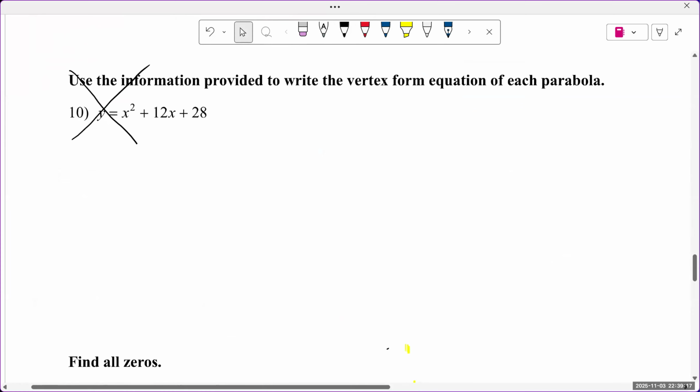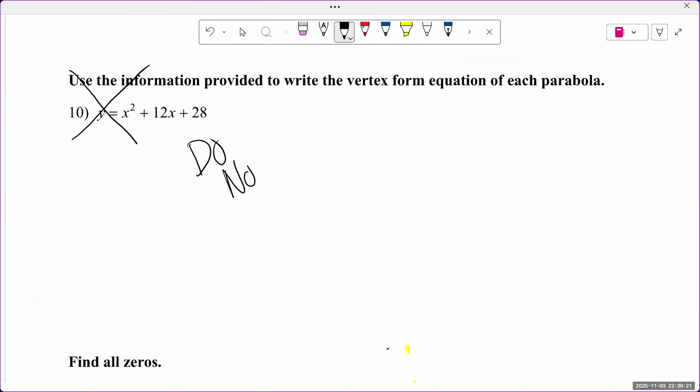Okay, number 10. You can cross it off. Do not do.